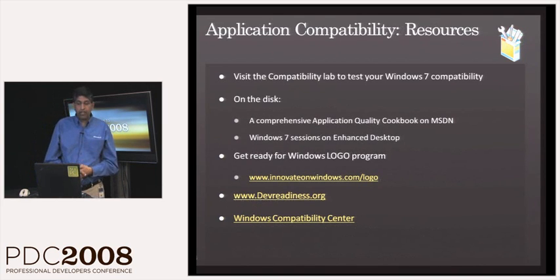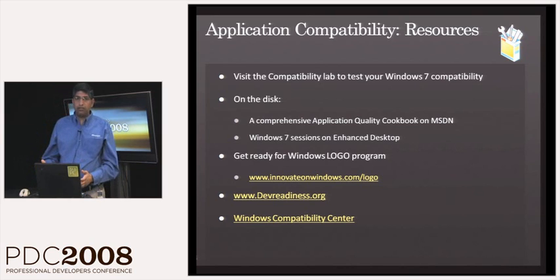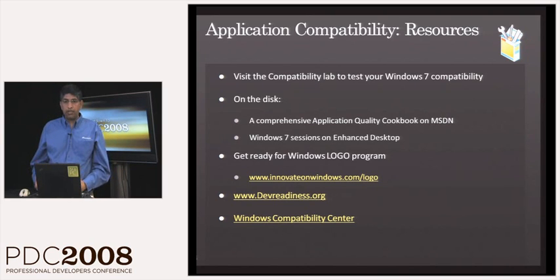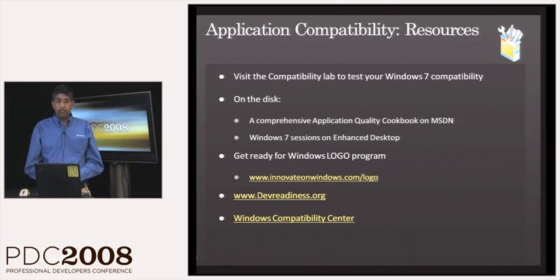All right, so before I dig into individual topics, I want to talk a little bit about the resources that are available for you. First of all, there's a compatibility lab at the PDC where you are. So you can take your applications, go to the lab, get them tested on Windows 7, and see how they perform. And along with the disk that you get the application quality cookbook. This is a wealth of information that you can use to go through details of the topic and read more details on the white papers that are available on every topic. Then get ready for the Logo program. The Logo is an enhanced program for Windows 7, and you'll see a lot of interesting things there.